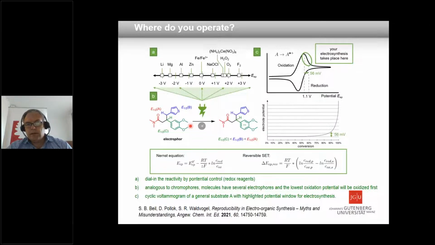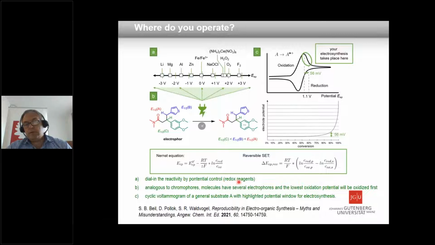There's no way out. And in the CV, you're not operating here, you're somewhere operating here. That means anyway, if you do a 2 electrode arrangement, if you have depletion at the very end of the electrolysis, of course, the potential will increase. But then this means already more than 90% is converted. Therefore, almost quantitative conversion is possible. And therefore, you can do the dial-in reactivity by potential control.